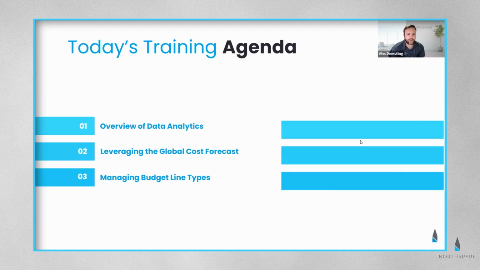What we're going through today, though, today's agenda: I want to do an overview of what data analytics even is. What are the pages? Where do we find those? What information is going to be brought up? Second, how do I leverage the global cost forecast? What does it do? How do I actually see into my portfolio structure and things that I have there? And then three, how do we enable data analytics? How do we manage the actual budget line types and some of those portfolio groupings that we have?